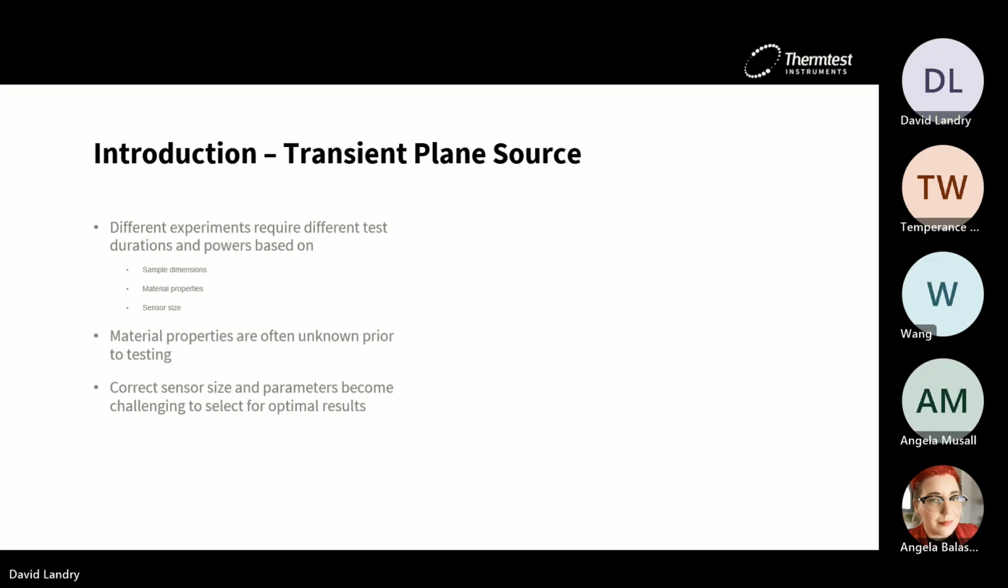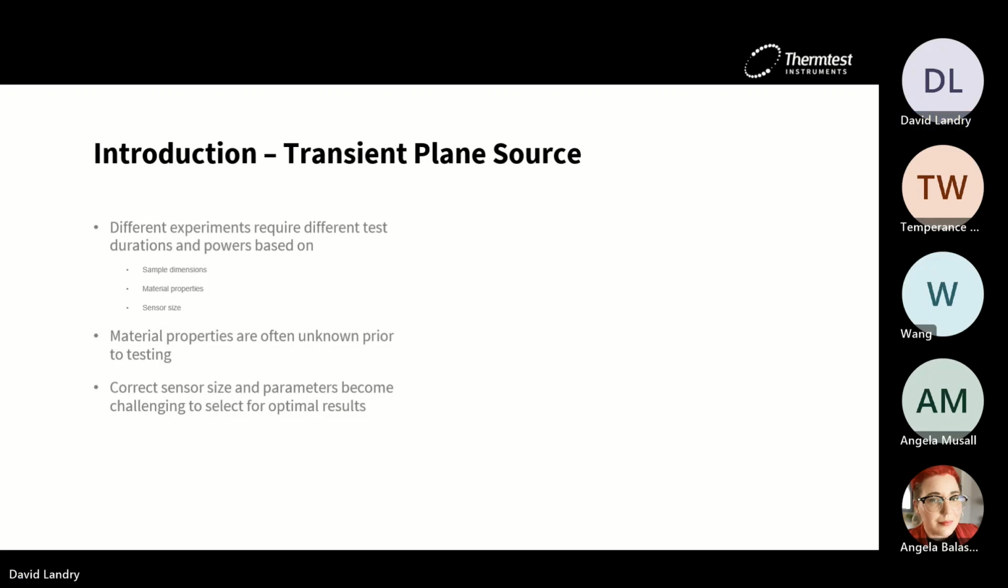Normally, the sensor size and the test duration are very related to each other. And if one of them is selected incorrectly, it can make it seem like the other was also selected incorrectly. And so actually making that correct selection can become very difficult.